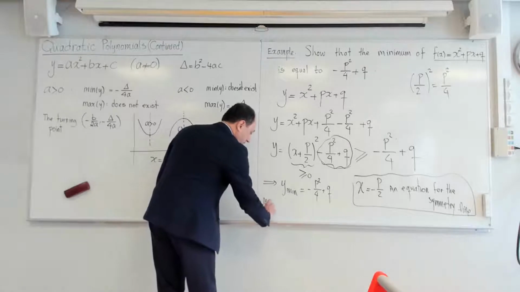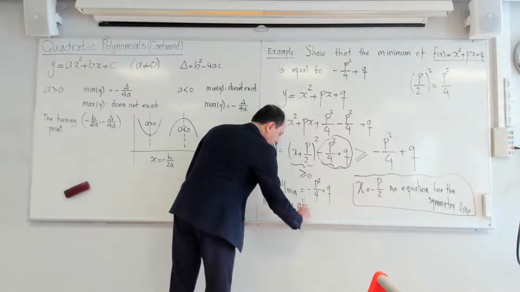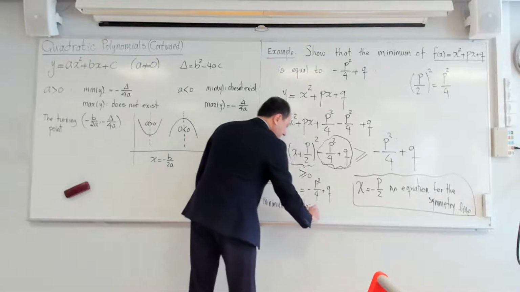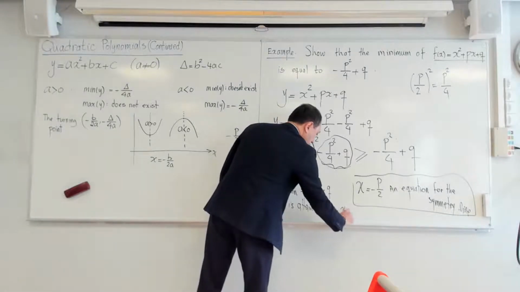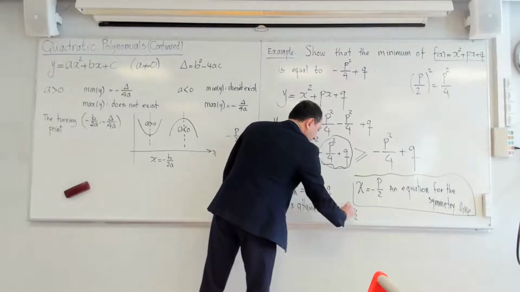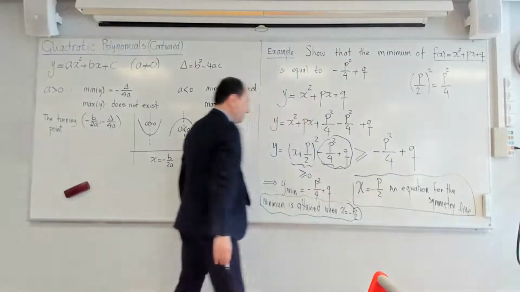The minimum is attained, or achieved, when x is equal to minus P over 2. So there is a slight difference between this statement and that statement. Okay, you need to understand.